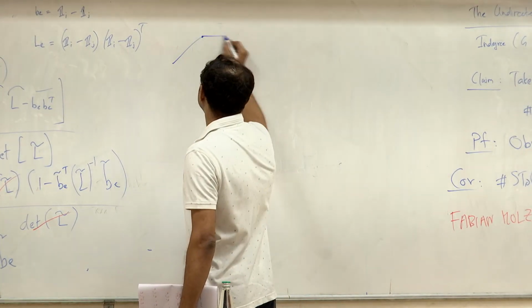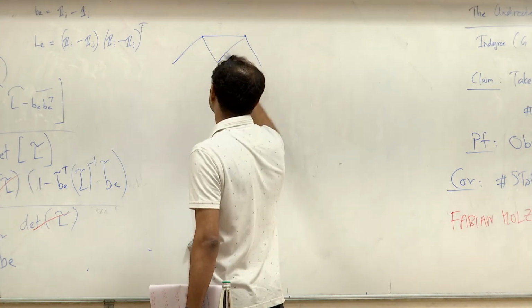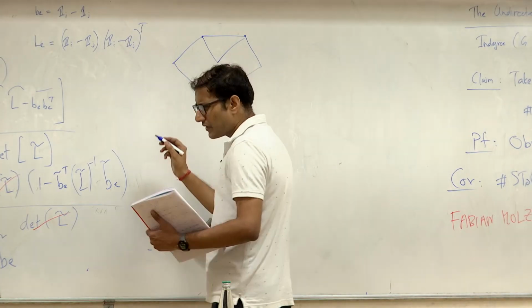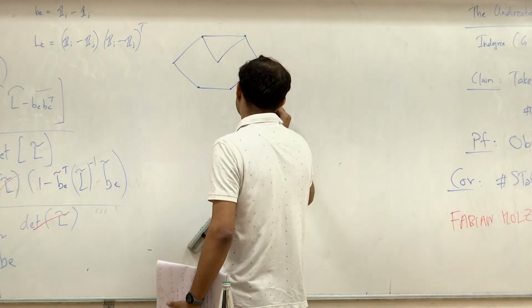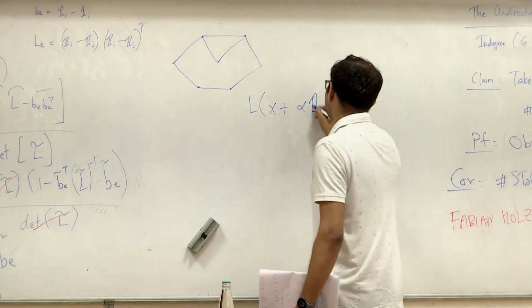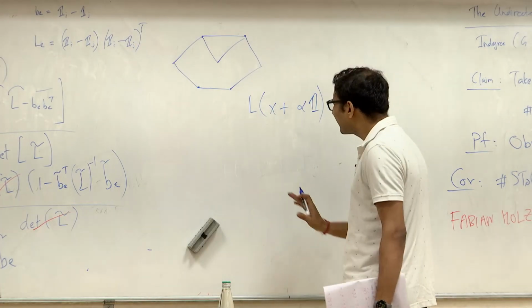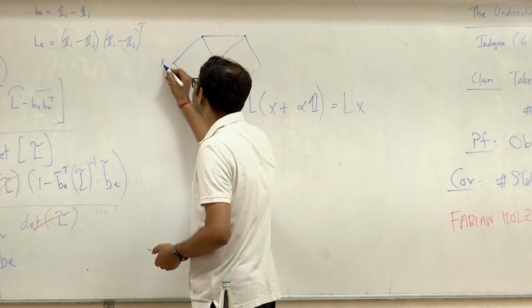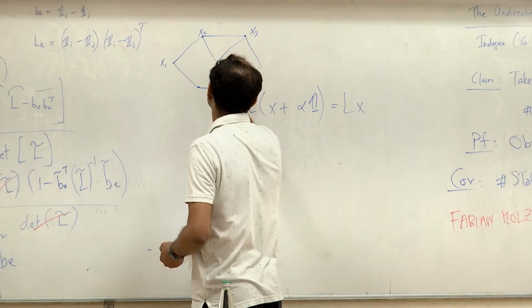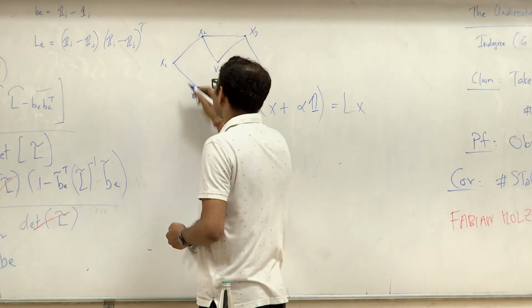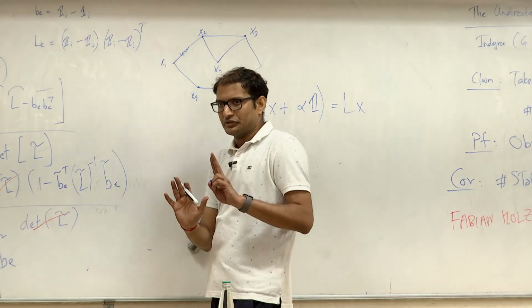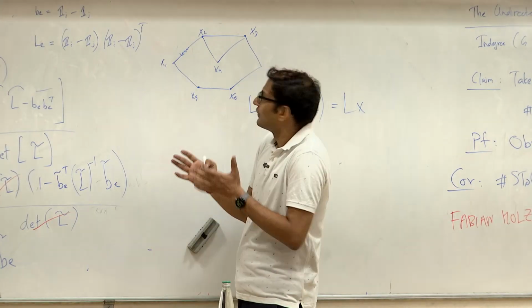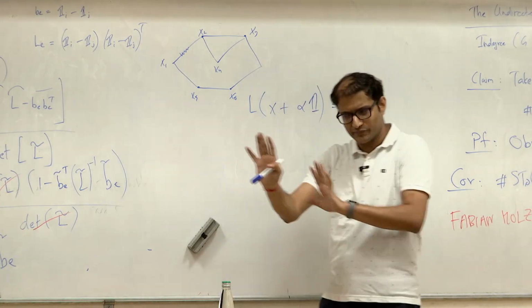So I'm going to draw some graph. I notice that L of x plus alpha times 1, where alpha is a scalar, is the same as Lx. So if I interpret x as a vector of potentials x1, x2, x3, x4, x5, and these things as resistors, I am a bit skeptical when I look at these things. Will it work, will it not work, is this transformation valid? It is valid, as we will see very shortly.